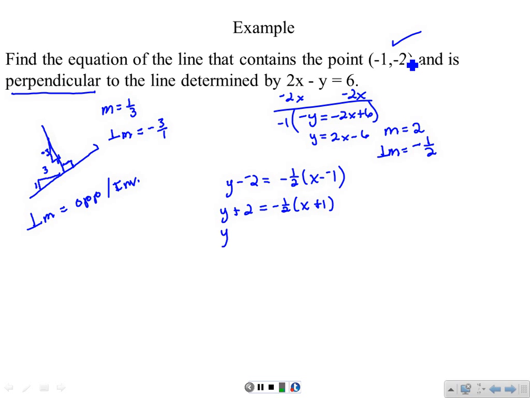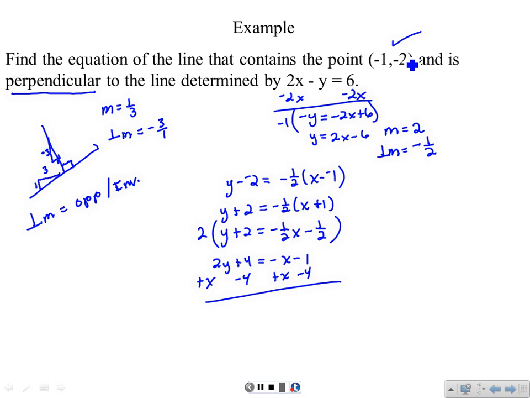So we're going to distribute. So you'll have negative 1/2 x minus 1/2. And then let's multiply through by 2. So we'll have 2y plus 4 is equal to negative x minus 1. Standard form, so we'll add x to both sides and subtract 4 from both sides. So we'll have x plus 2y is equal to negative 5. And so this is your line perpendicular to the line given, but goes through the point -1, -2. So just remember that parallel lines have the same slope and perpendicular lines have opposite inverse.